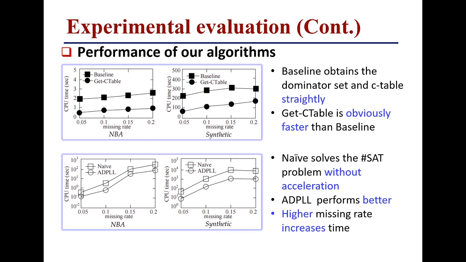We verify the performance of the following algorithms in our experiments: the GetCtable algorithm for C-table construction and the ADPLL algorithm for probability computation. The baseline algorithm is compared to GetCtable, which obtains the dominator set and C-table strictly. It is obvious that GetCtable is faster than baseline under different missing rate settings. Meanwhile, the naive method to solve the sharp set problem without acceleration is worse than ADPLL all the time. It is easy to find that a higher missing rate makes the query harder, thus increases time cost.